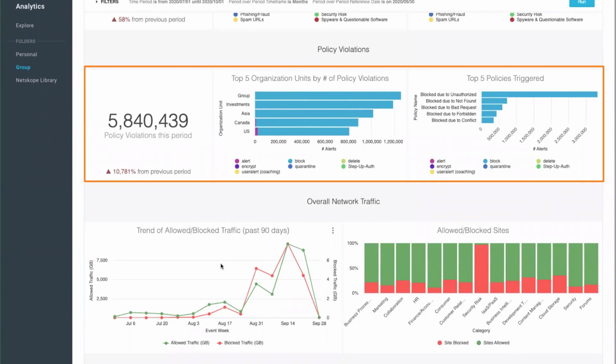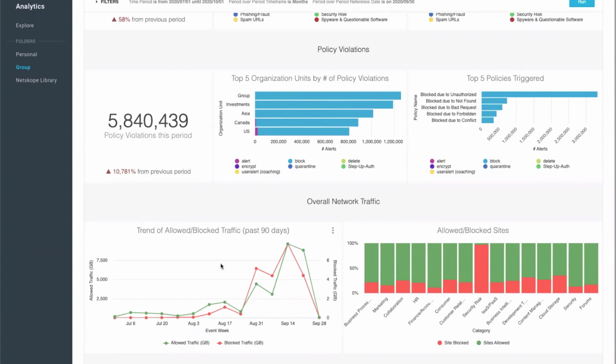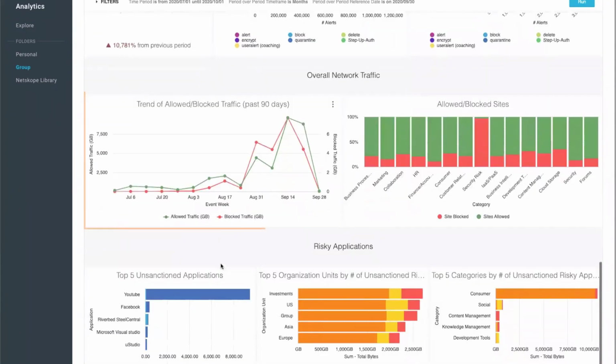And then looking at the right, we have the top 5 policies triggered. So going into some of the details around which policies are actually firing most frequently, and even having the opportunity to drill down here and look at the policies that perhaps are not firing or not being triggered. And then we have next the overall network traffic.